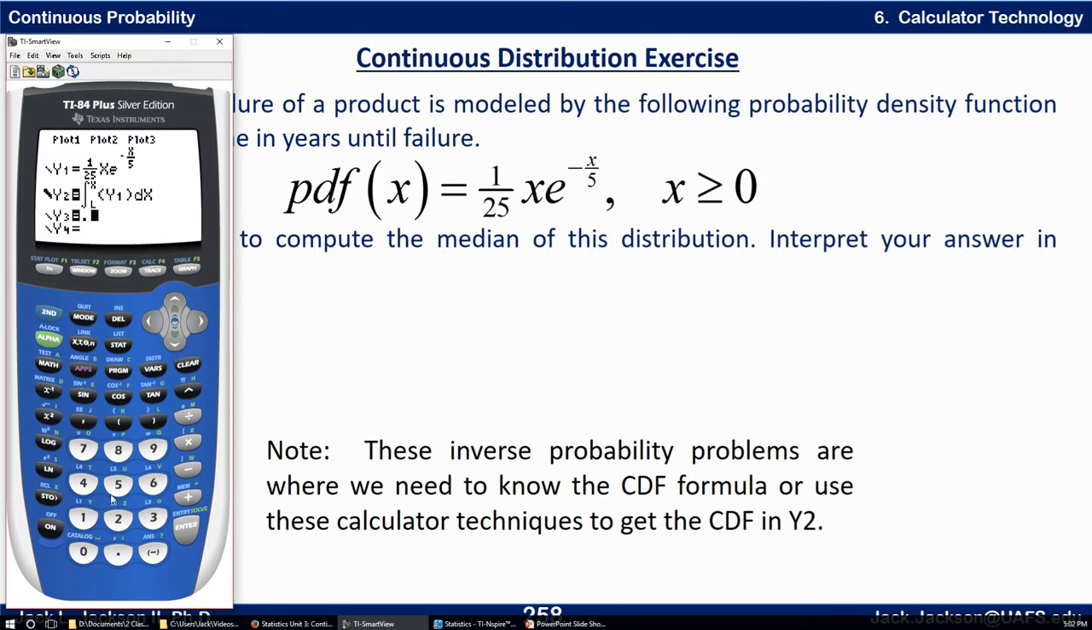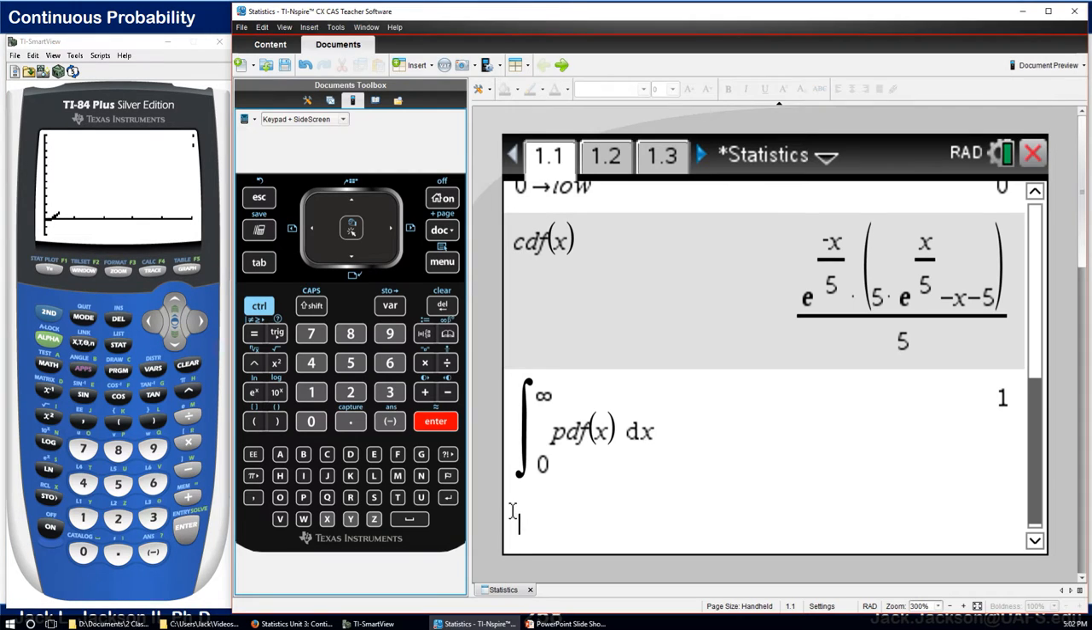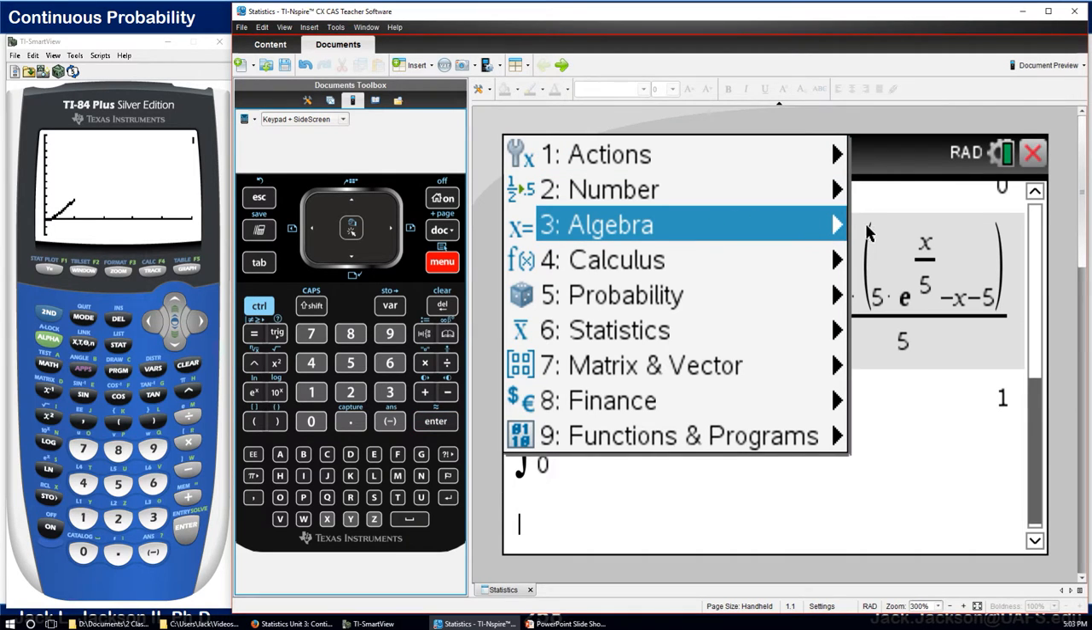And for the median, I know the probability is 0.5, which is going to graph a horizontal line. And I want to calculate number 5, the intersection. Now I've got to wait for it to graph again, so this may be a little slow. While it's doing its thing over there, let's do the Inspire version. Now I have the right formula in the PDF and the CDF. So all I need to do on here is tell it to solve.